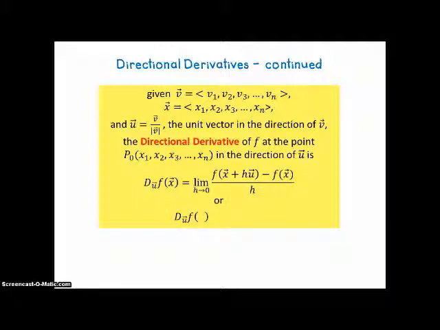We add the change along the vector u in our definition of derivative, but it boils down to, and again the proof's in your book, the gradient vector dotted with u. So that's what we're going to use.